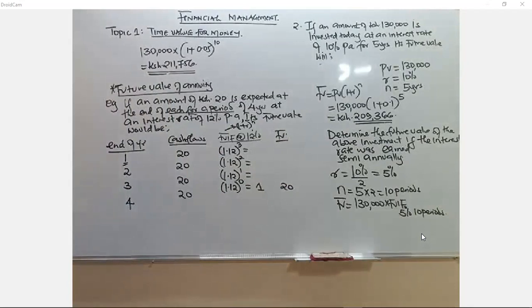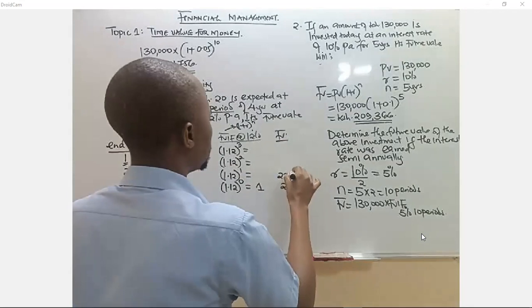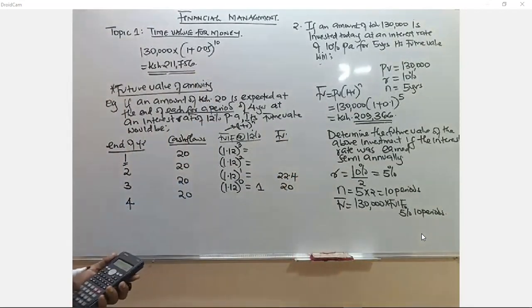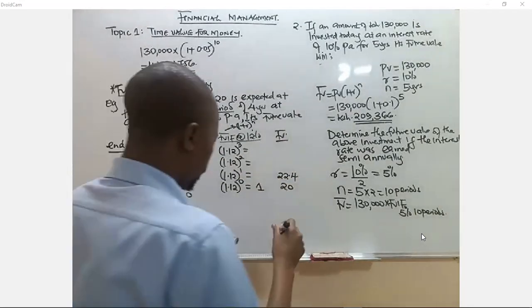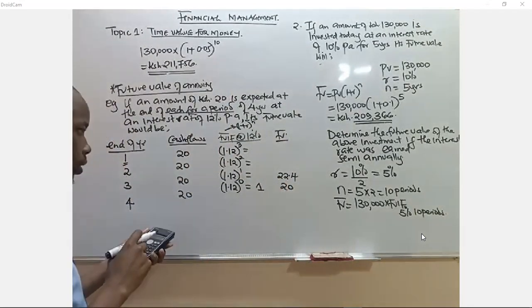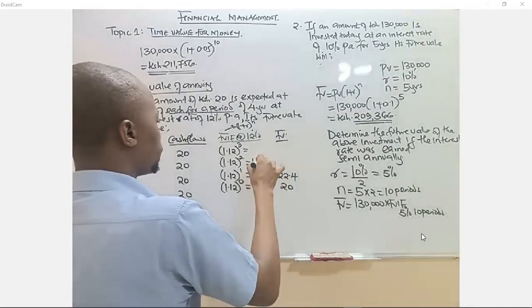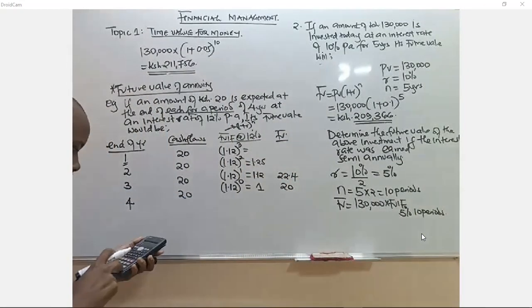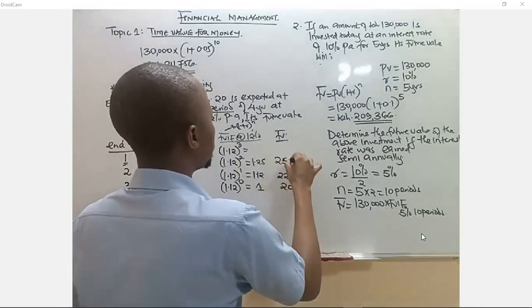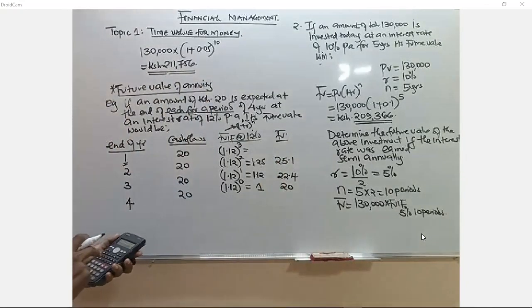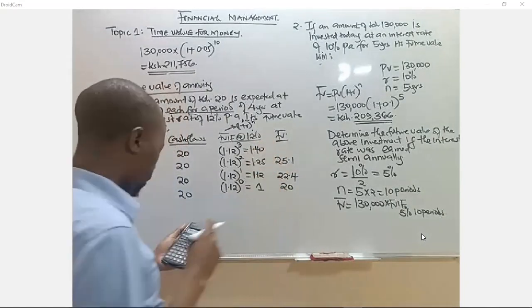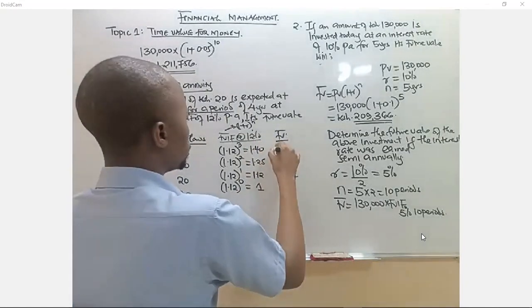What about the other ones? For year 3, it will be 1.12 multiplied by 20, getting 22.4. Then the second one, 1.12 raised to the power 2, we get 1.25, and multiplying by 20 we get 25.1. Then the first one will be 1.12 raised to the power 3, getting 1.40, and multiplying by 20 we get 28.1.